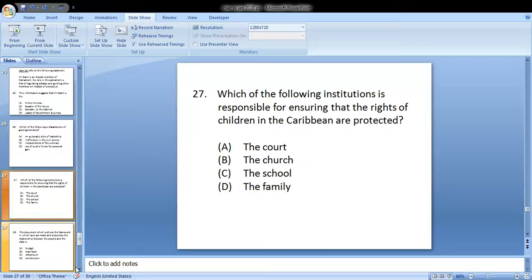27 says, which of the following institutions is responsible for ensuring that the rights of children in the Caribbean are protected? A. The court. B. The church. C. The school. D. The family. Our answer would be A. The court.